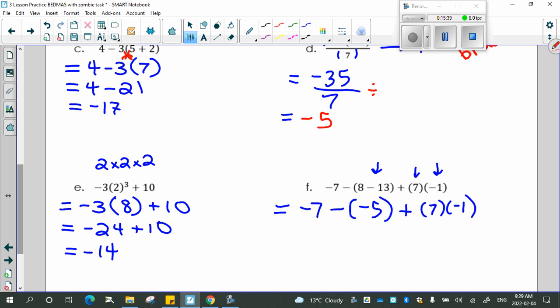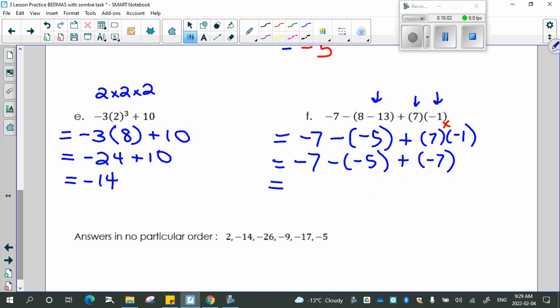Yeah? The multiplication of the two brackets side by side is times. So I would do that next, which means I still have to write the -7 minus -5 plus -7, because 7 times -1 is -7. So anytime you have a double sign, put your second one in brackets. Okay?